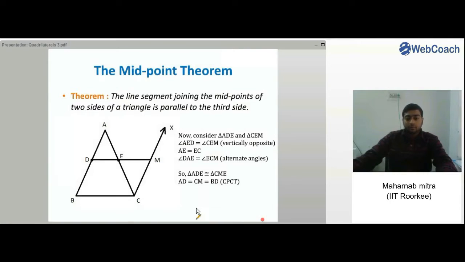And by CPCT we get AD is equal to CM, right? AD is equal to CM, and as AD is equal to BD, BD must also be equal to CM, right? So these two sides we have got as equal. Now can you recall the theorem we had learnt in the last class?